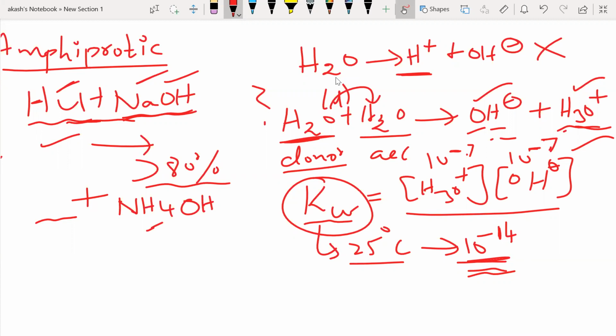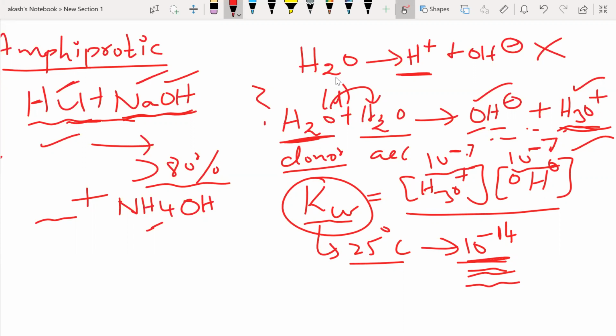And why not any other value? Why can't I put 10 to the power minus 6 and 10 to the power minus 8? Because from the equation I can understand the stoichiometry: the H plus concentration and OH minus concentration should be the same. So obviously the only way to get 10 to the power minus 14 is when you have 10 to the power minus 7 for H plus and 10 to the power minus 7 for OH minus.